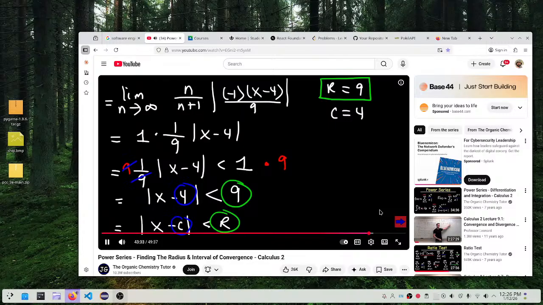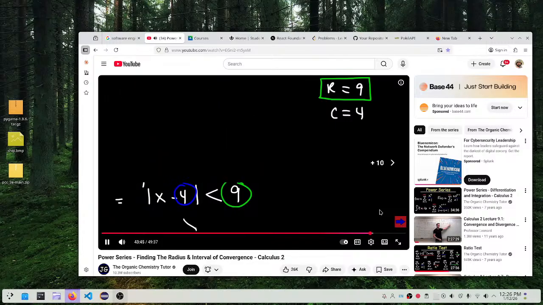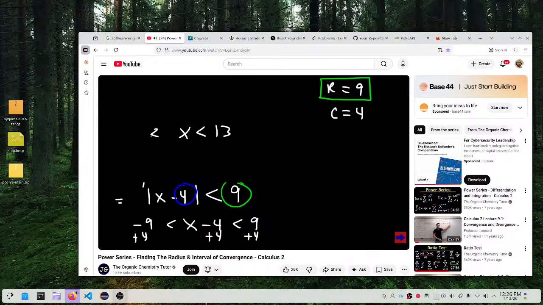So now let's determine the interval. Say that x minus 4 is less than 9 but greater than negative 9. 9 plus 4 is 13. Negative 9 plus 4 is negative 5. So this is what we now have.